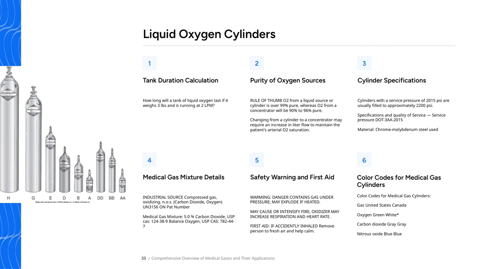Finally, a practical question. How long will a 3-pound liquid oxygen tank last if it's running at 2 liters per minute? This depends on the tank's volume and usage, but understanding this helps us plan patient care and ensure continuous oxygen supply. That wraps up our overview of liquid oxygen cylinders and their important considerations.